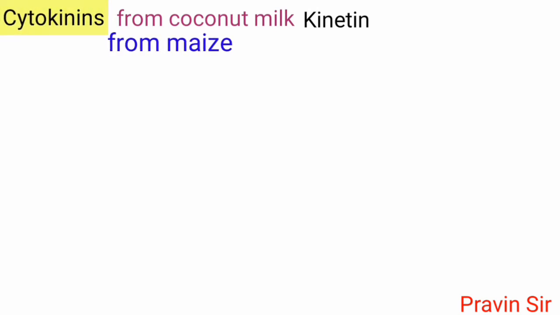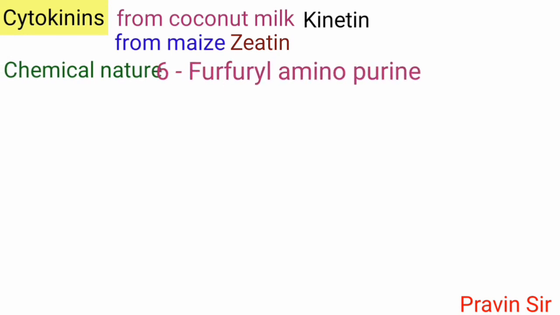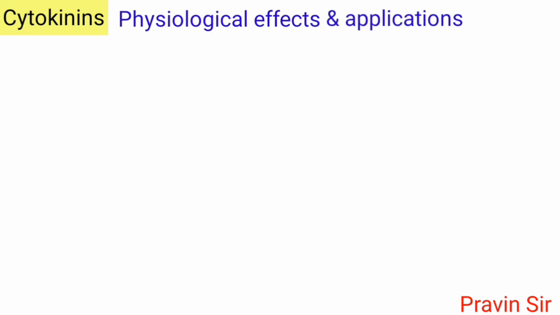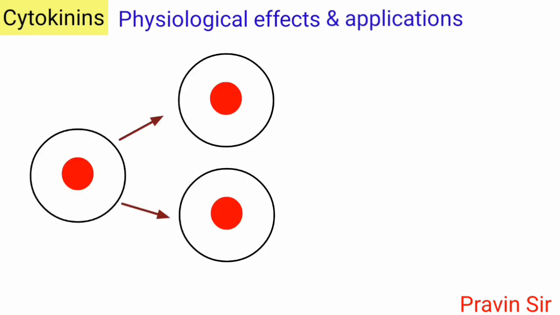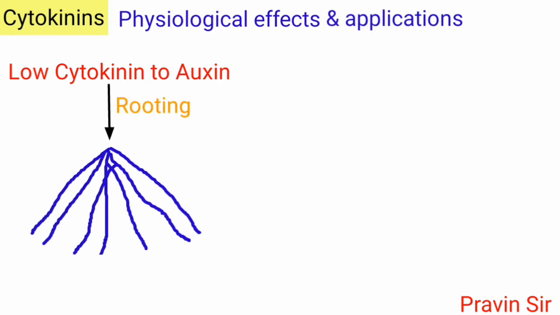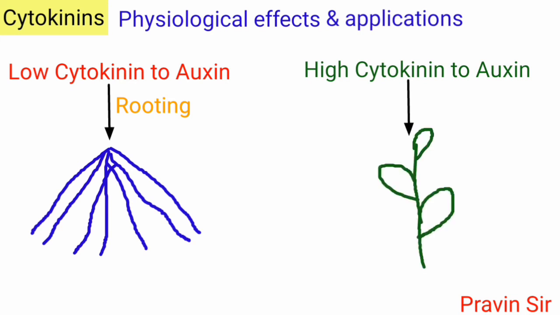Cytokinin. Cytokinin from coconut milk is kinetin. Cytokinin from maize is zeatin. Chemical nature: 6-furfurylaminopurine. Physiological effects and applications: promotes cell division and cell enlargement. A low cytokinin to auxin ratio induces rooting, while a high ratio causes shooting.